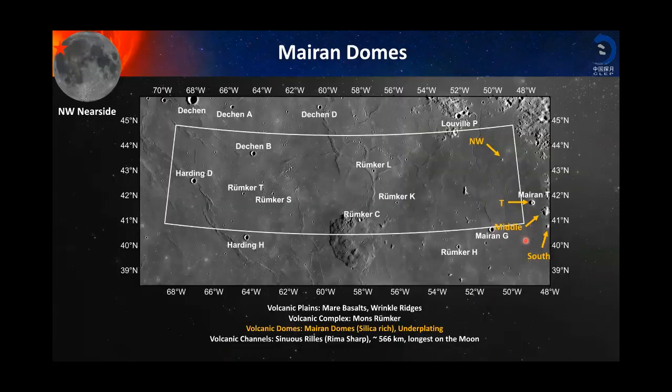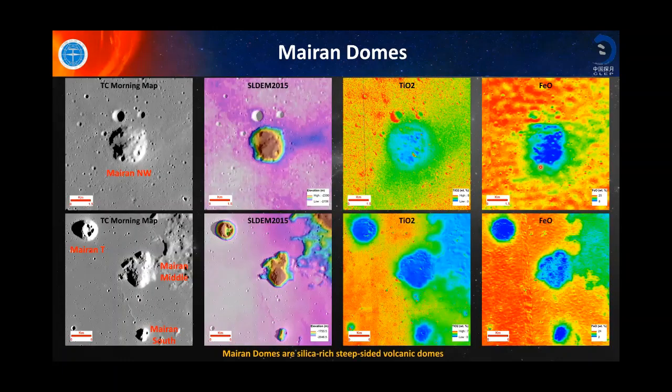Okay, then we can go through other volcanic domes. These volcanic domes are different from volcanic domes on Mons Rümker because they are silica-rich domes. Why are they different? The most direct feeling is that they have very steep slopes. You can see from this image maps, and they have very low titanium and iron abundance. That means their viscosity may be high.